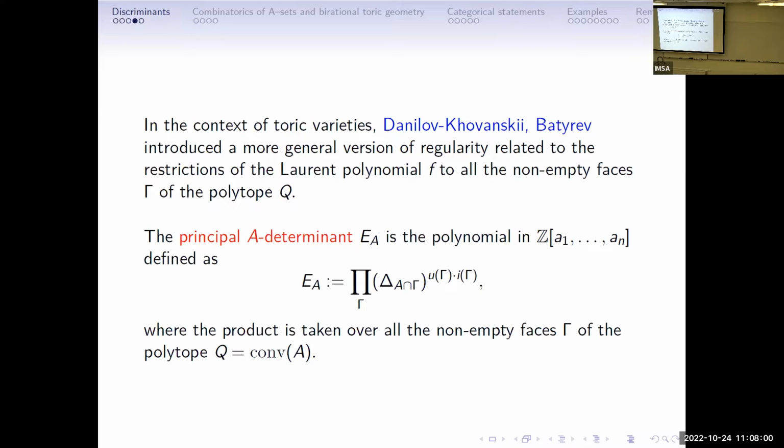And then the magic gadget, if you ask me at least, of this theory of discriminants is this notion of what they call a principal A-determinant.